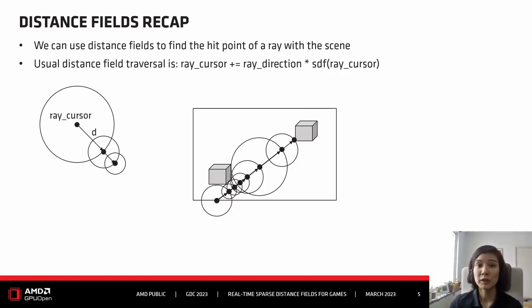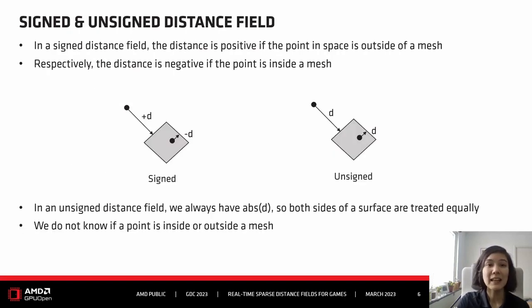Now you may have noticed in the previous slide, but also in this slide, that I abbreviated distance field with SDF. SDF is a very common abbreviation that you maybe have seen already, and it typically stands for signed distance field. A signed distance field gives you positive distances if the point is outside the mesh, and negative distances if the point is inside the mesh. Respectively, if we have an unsigned distance field, the returned distance is always the absolute distance. So we don't know if a point is inside or outside a mesh.